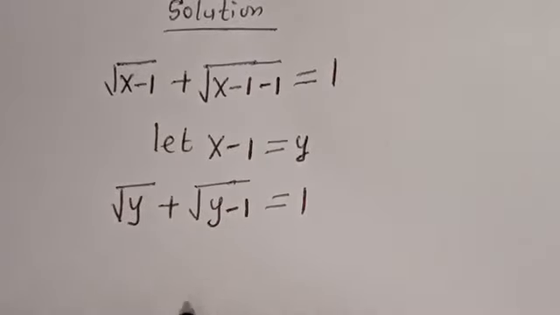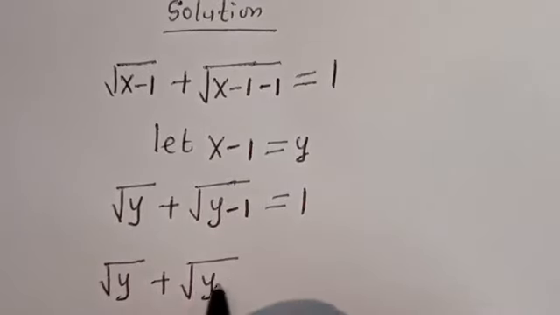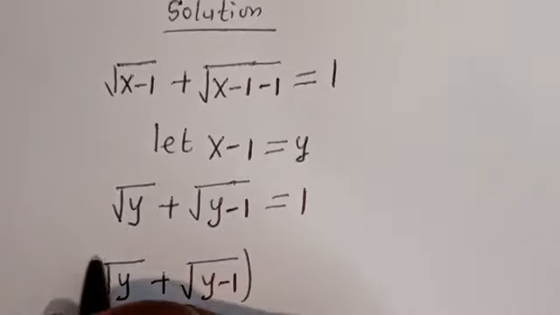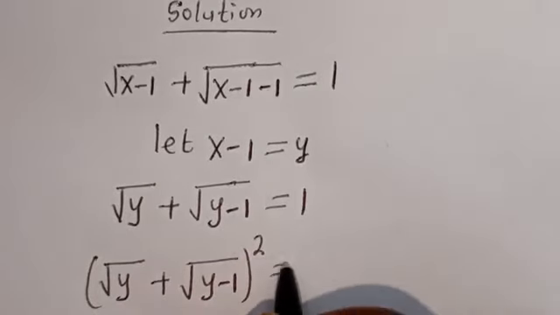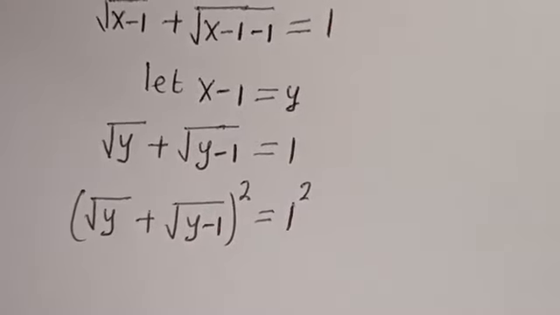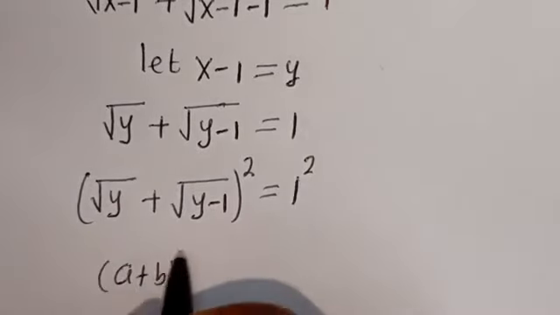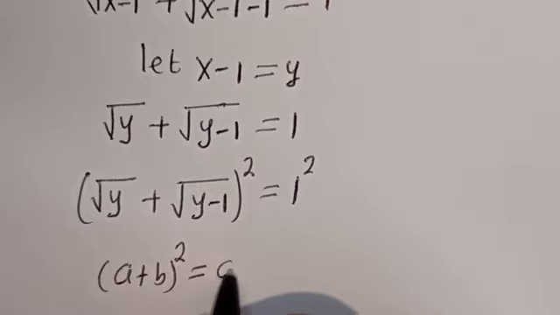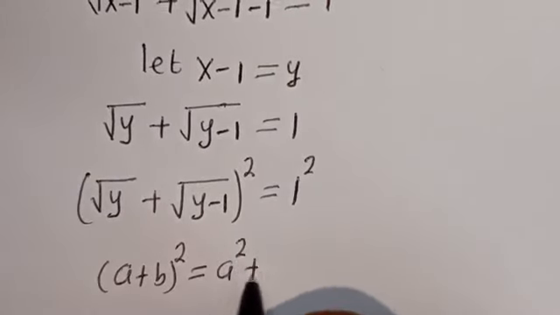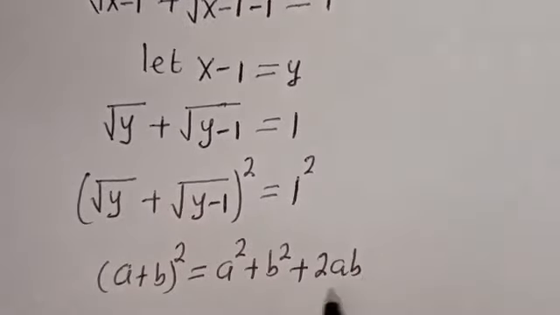Now let's square both sides of this equation. Square root of y plus square root of y minus 1, all squared, is equal to 1 squared. Now take note of this: if you have a plus b squared, this is equal to a squared plus b squared plus 2ab.